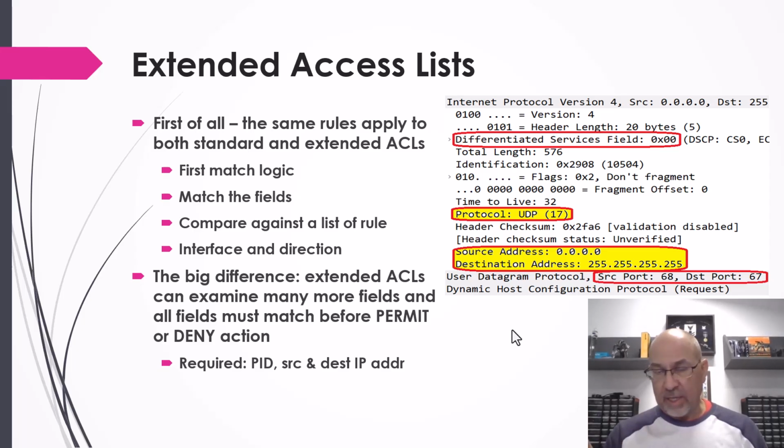Now we've got other things that we can look at as well. We can look at the type of service or the class of service, the differentiated services code points that are set in the IP header. And then we can forget about the IP header entirely. We can move up to layer 4 and look at the source and destination ports that exist for either TCP or UDP. So those are our big ones. But the required ones are going to be the protocol ID and the source and destination IP addresses in the IP header.